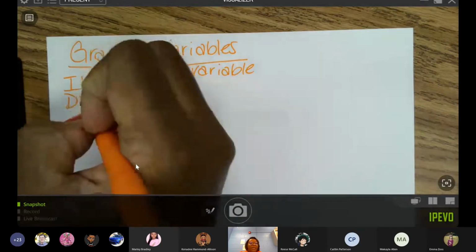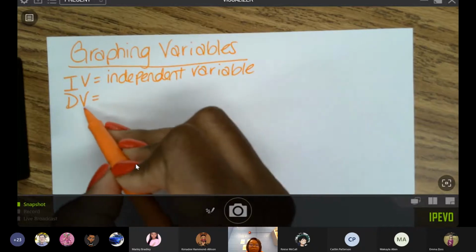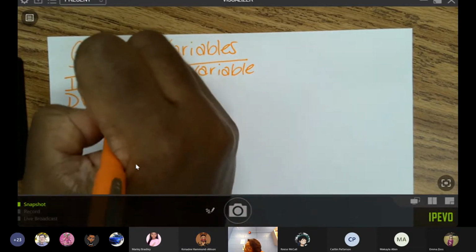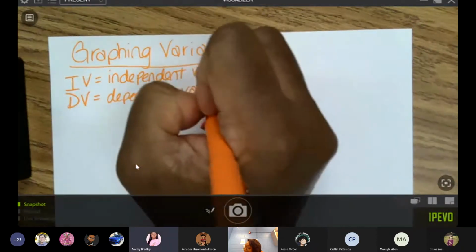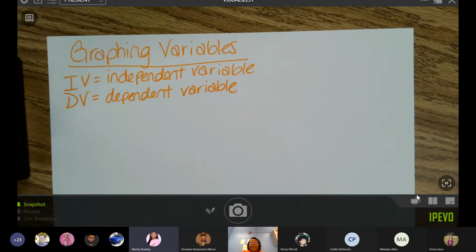Now, someone already told me, say it again for me, unmute yourself. What does DV stand for? Dependent variable. And can someone different please tell me what is the dependent variable? The ending result. It's our outcome because we changed something with our independent variable. So today we're going to work on graphing these variables.